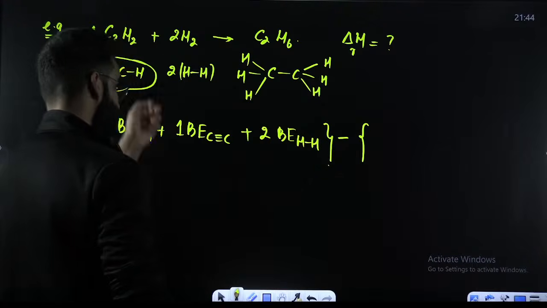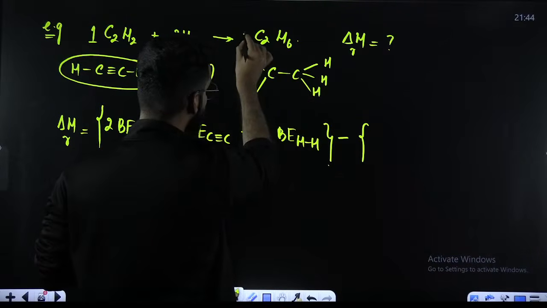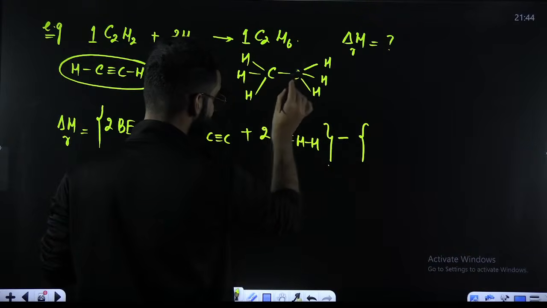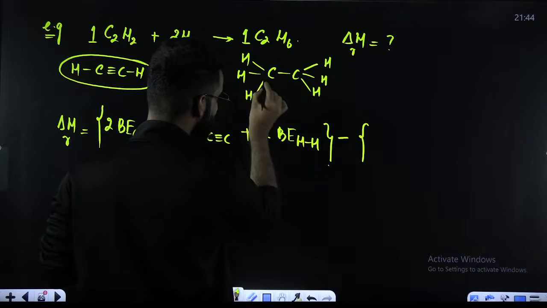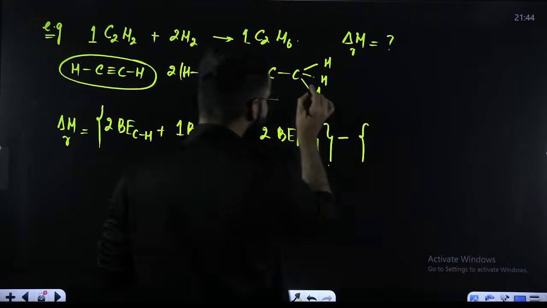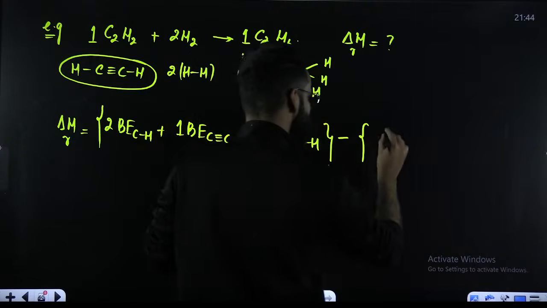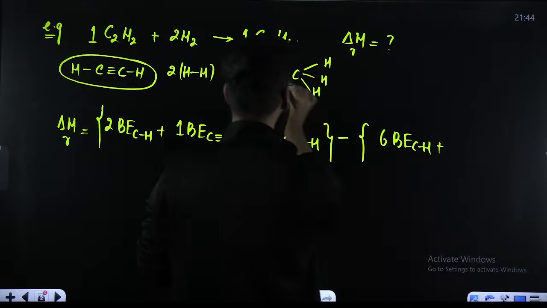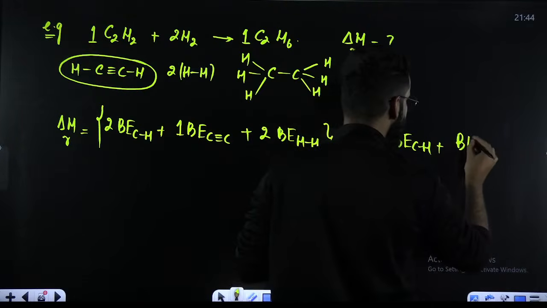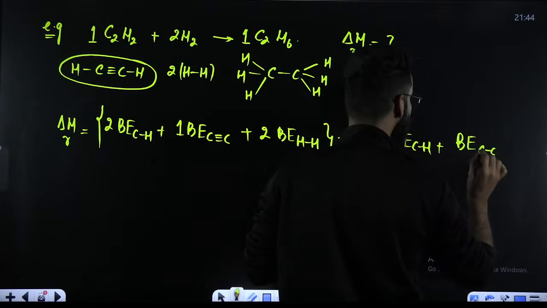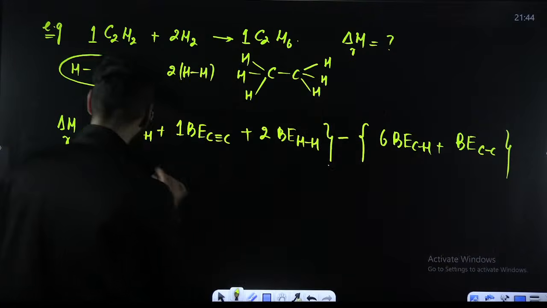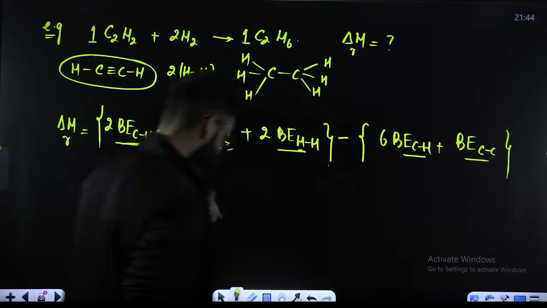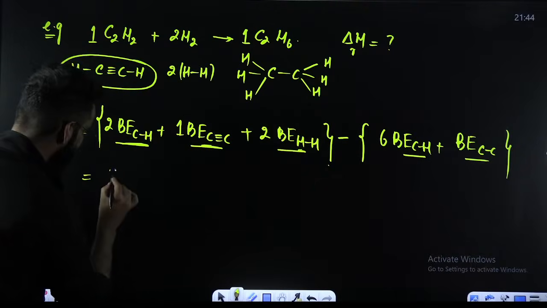Minus, talk about your products. In your products, the stoichiometric coefficient here is 1. Now, how many types of bonds do we have? 2 types of bonds: one is C single bond H, and the other is C-C. How many C-H bonds do we have? 6. So 6 C-H bonds we have to break. And how many C-C bonds? 1 C-C bond you have to break. In the question, all these things will be given to us. When you put it here, you'll be getting the enthalpy of the reaction.